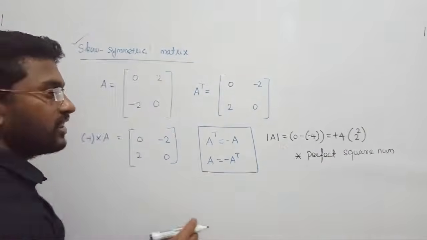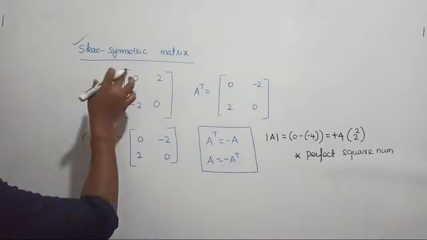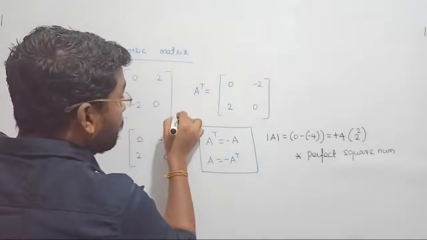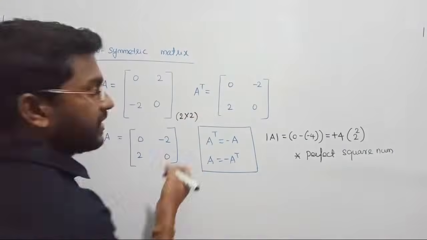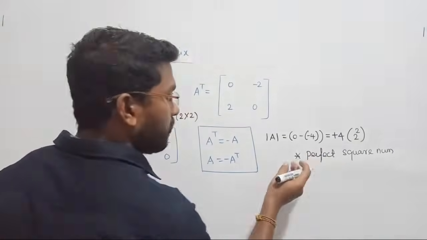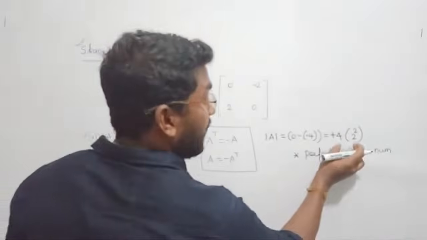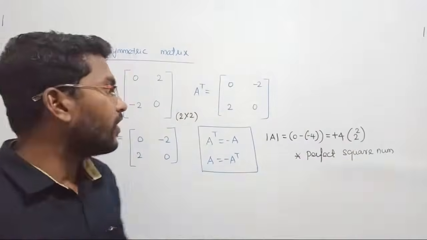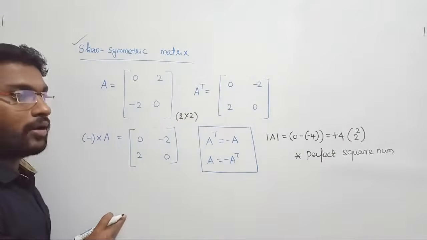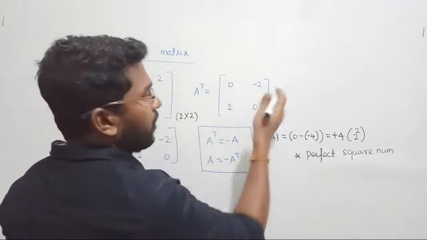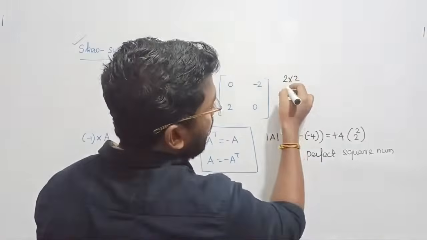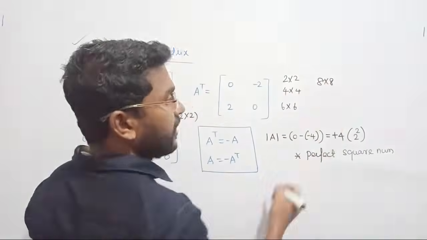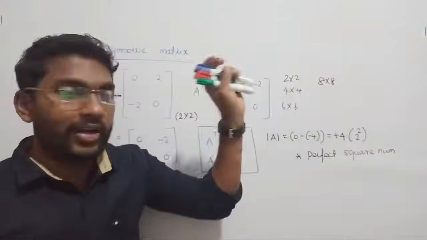So the conclusion is that the determinant of a skew symmetric matrix will always be a perfect square number when the order of the matrix is even. Note down the statement: when the order of the matrix is an even number. The order might be 2 cross 2, or 4 cross 4, or 6 cross 6, or 8 cross 8. Like that you have to go with even orders.